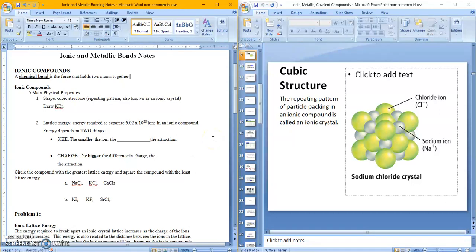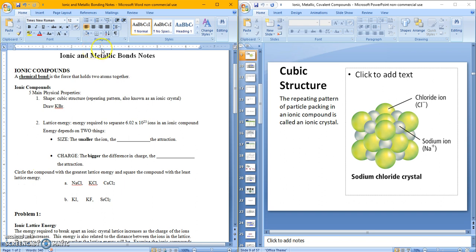Welcome to ChemVid. Today we're going to be talking about ionic versus metallic bonds. However, we're going to mainly stick with just ionic bonds and how we know how strong they are. Okay? So in order to do this, you need to get out your ionic and metallic bond notes. And we are going to look at the main properties of ionic compounds.